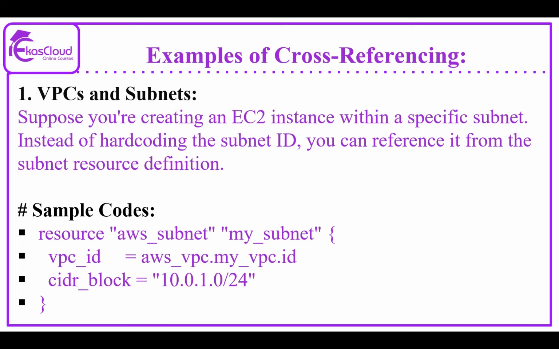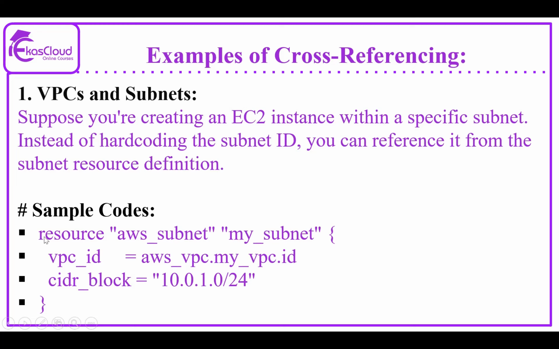First example is VPCs and subnets. Suppose you are creating an EC2 instance within a specific subnet. Instead of hard coding the subnet ID, you can reference it from the subnet resource definition. This is a sample code of VPC and subnet.